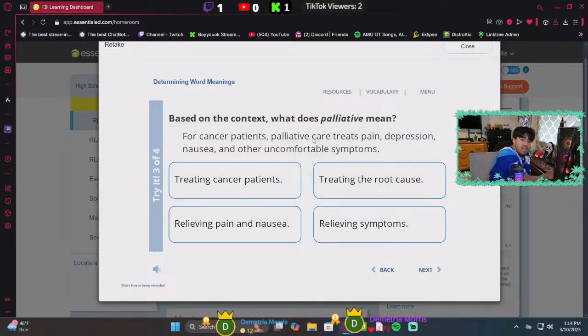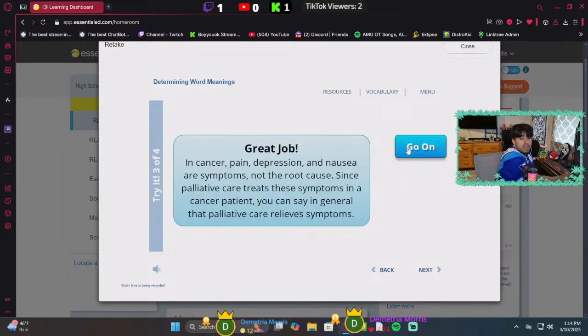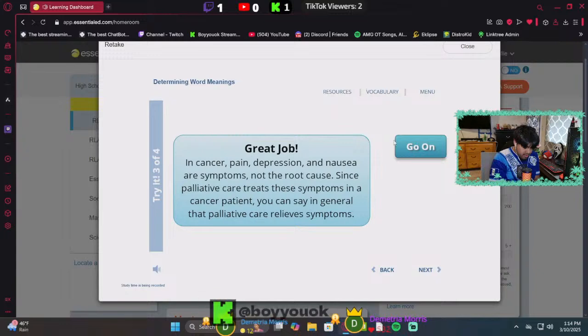Try using context to understand a new word. Based on the context of this sentence, what does palliative mean? In cancer, pain, depression, and nausea are symptoms, not the root cause. Since palliative care treats these symptoms in a cancer patient, you can say in general that palliative care relieves symptoms.